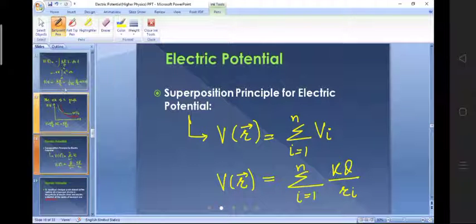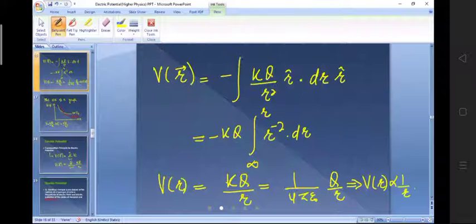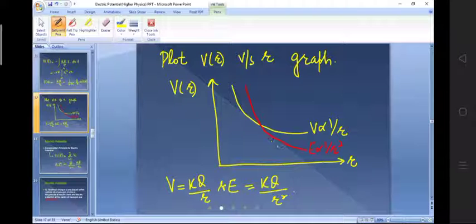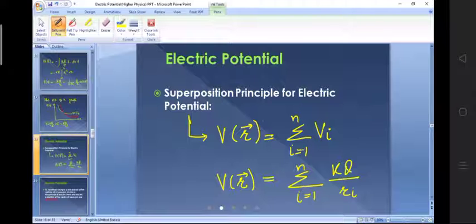So we are done with what? Number one, the electrostatic potential of a point charge, and that's KQ by R, or 1 by 4 pi epsilon naught Q divided by R. This will be the V versus R graph, and this will be the field versus R graph as well. Then the superposition principle is simply like this.